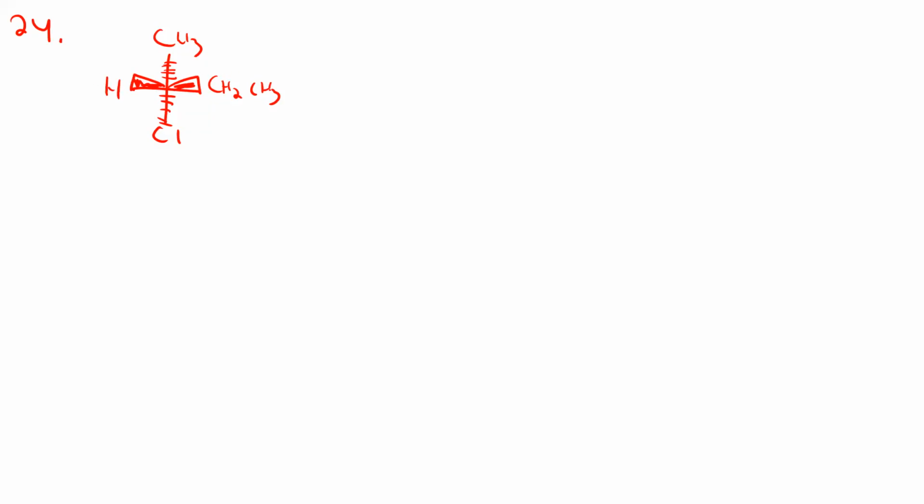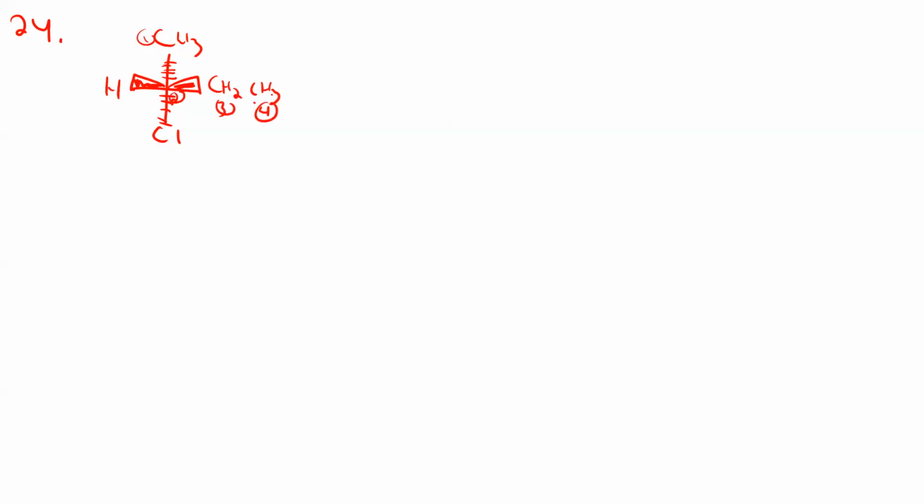So first we have to decide how long is the longest chain. We have 1, 2, 3, 4. So you know that's going to be butane. They all have butane. And the chlorine is going to be in the 2 position. So that gets rid of options 3 and 4.